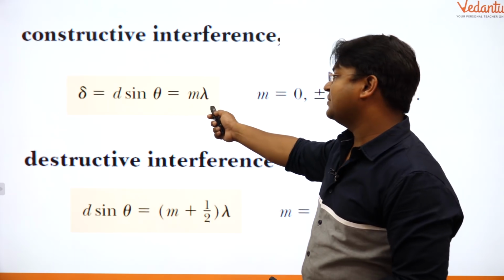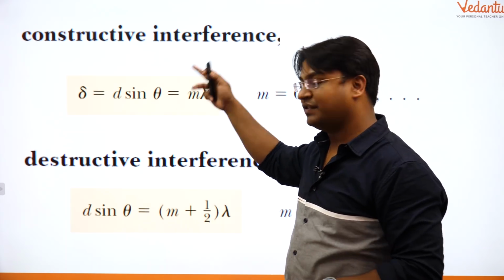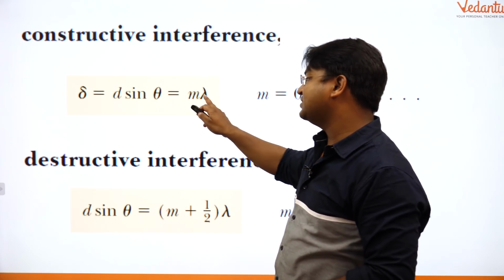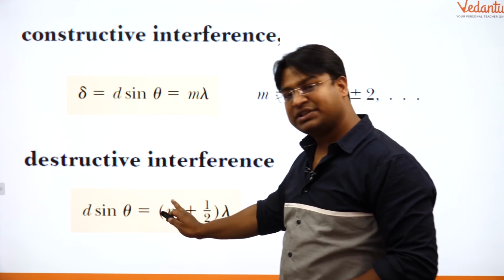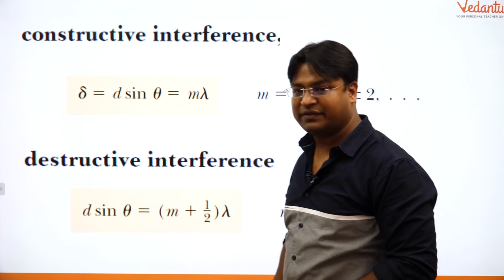This is the same that we have just now seen in the first slide. If path difference is integer times lambda, constructive interference takes place. If path difference is integer plus 0.5 times lambda, destructive interference takes place.